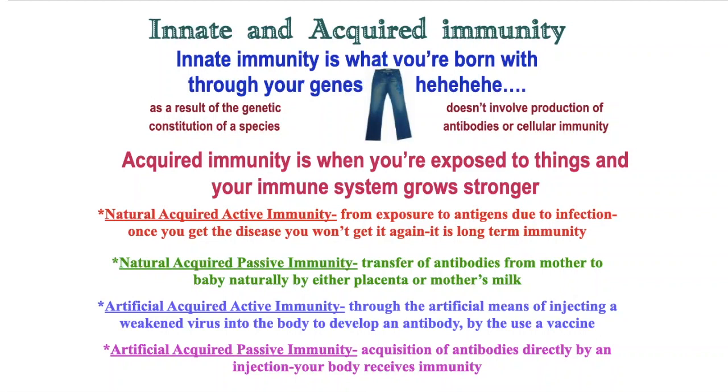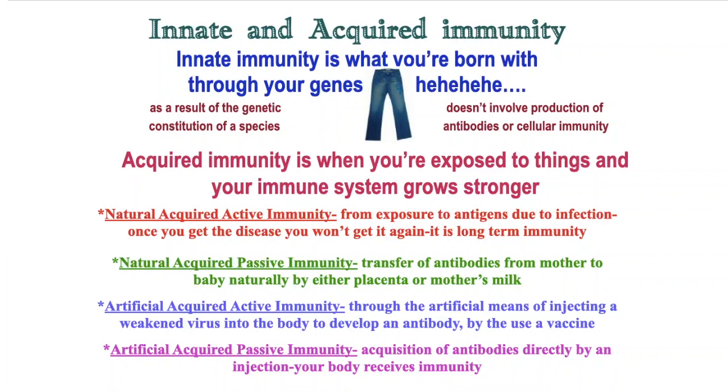So we have 4 different types. We have natural, acquired, active immunity. So natural, acquired, and then active. So now we're taking quite a few of these terms that we've just talked about. Natural versus artificial, acquired, and then active versus passive. So natural, acquired, active immunity.